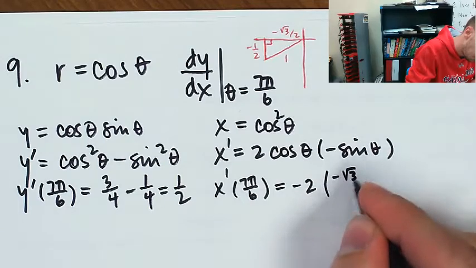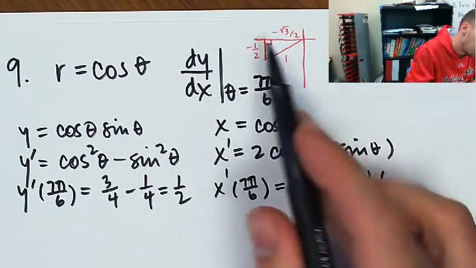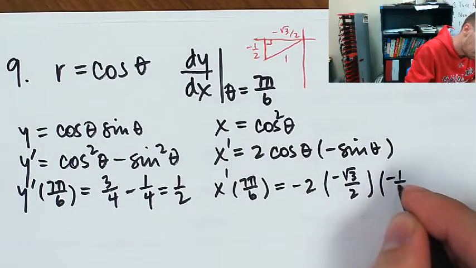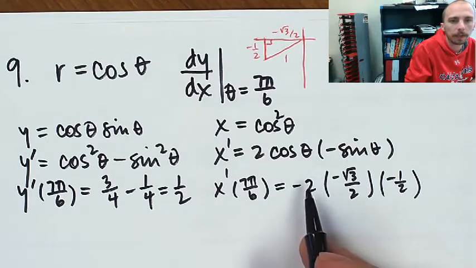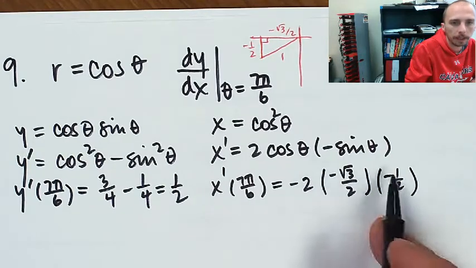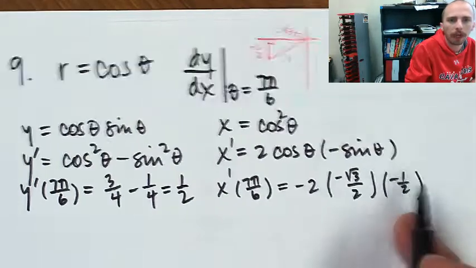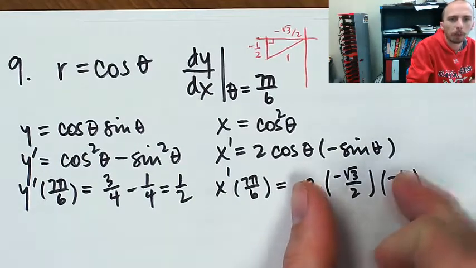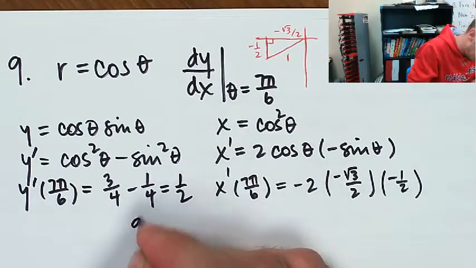Okay. And then x prime of 7 pi over 6 would be negative 2 times cosine theta, which is negative root 3 over 2, times positive sine theta. I took the negative and put it with a 2, and that's negative half. Okay. And in total, that is a negative 2 root 3 over 4, or root 3 over 2. Yeah, I think these just cancel off to make 1, and that's all I'm left with.